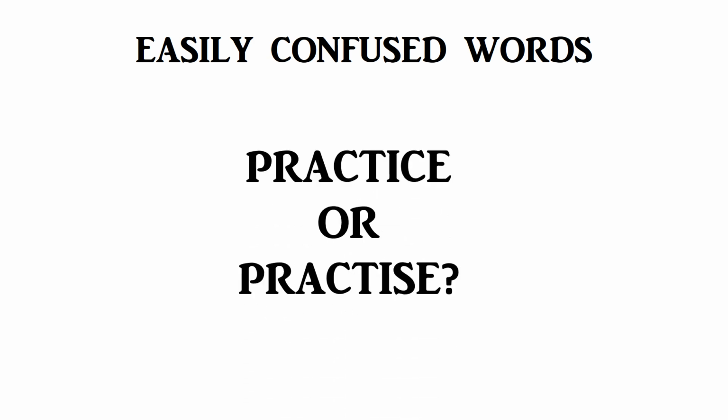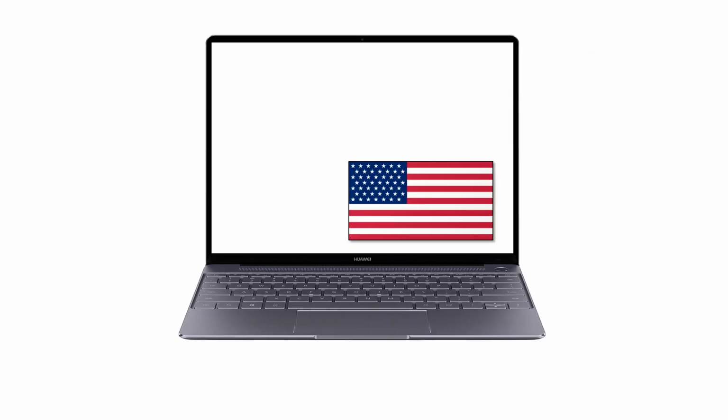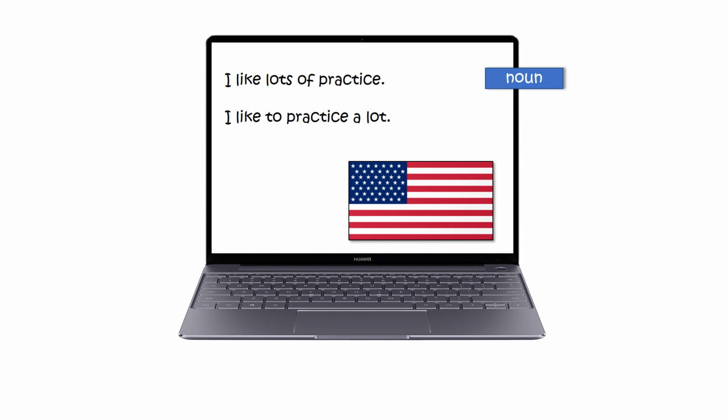This video will look at whether you should write practice with a C or practice with an S. Now, the first thing to say is that if you're American, the answer is you write it with a C. And that's because in American English, practice with a C is the noun, and it's also the verb.